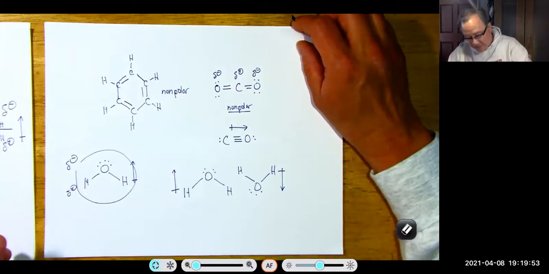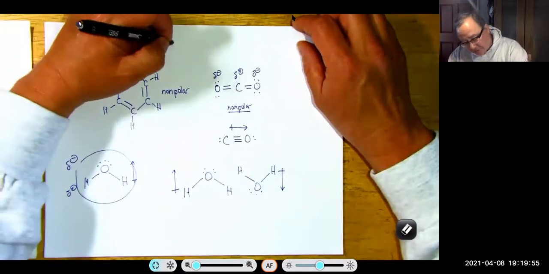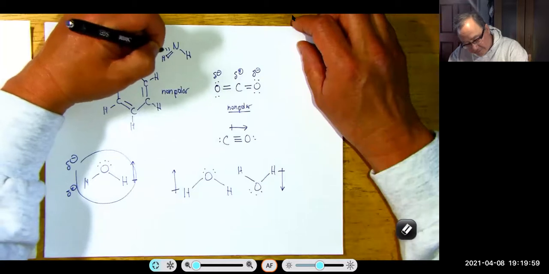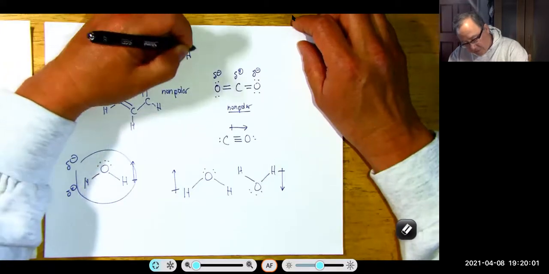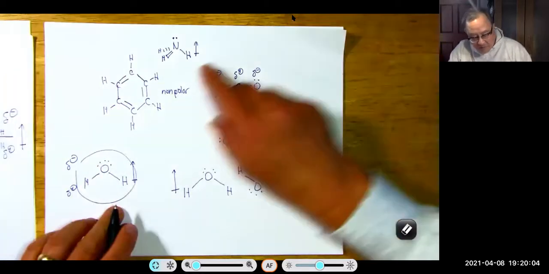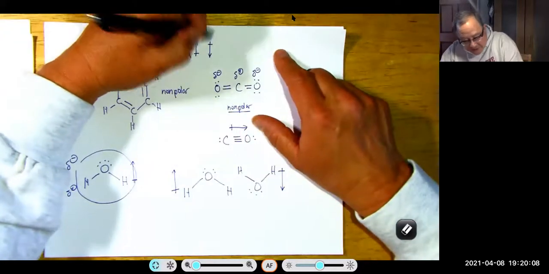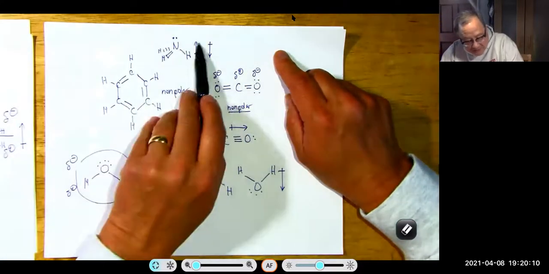And if you look at two ammonia molecules, where this is what you have, how would another ammonia molecule interact with this one? Well, it would have the opposite, because if I draw it this way, you can really see the opposites attract.